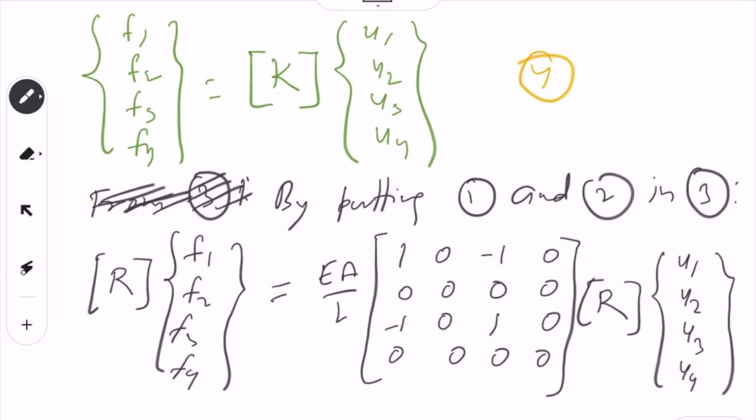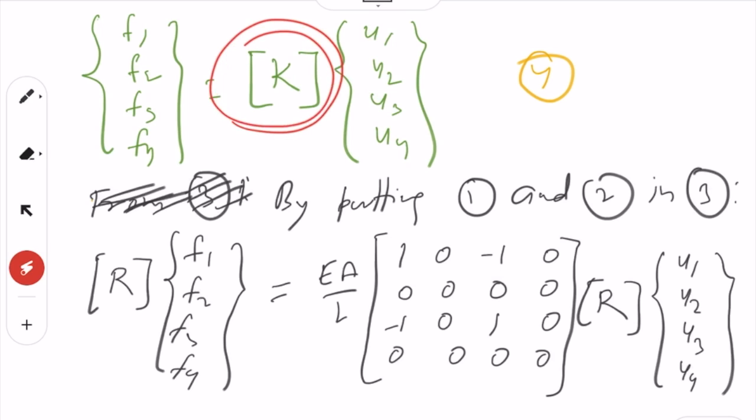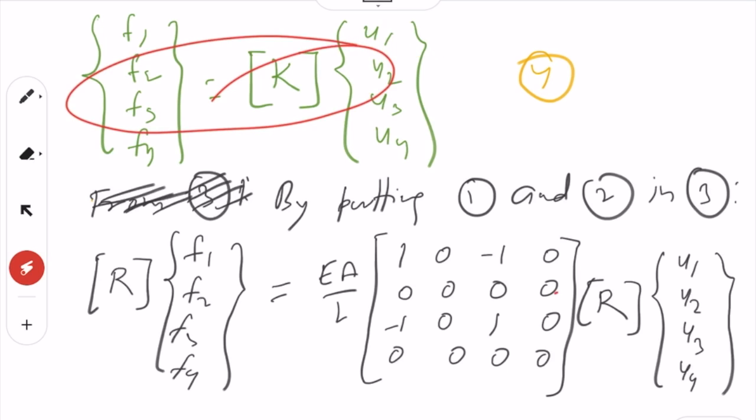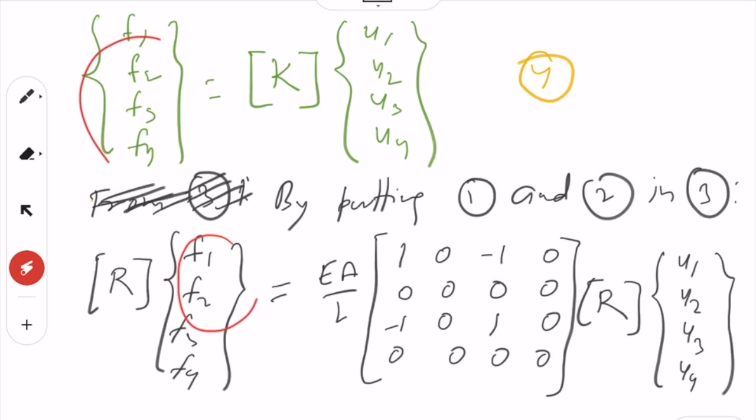Okay, so we have to find out this big K, and you see we are getting something closer. If you compare this one and this one, what we have is force vector, we have displacement vector right here. Now we have something here, but we also have some extra thing here. So we have to do something about this one.